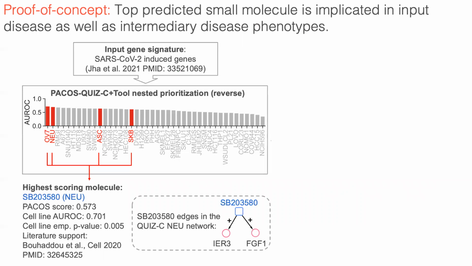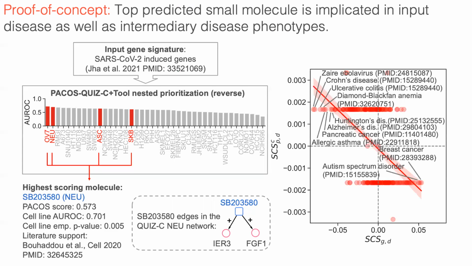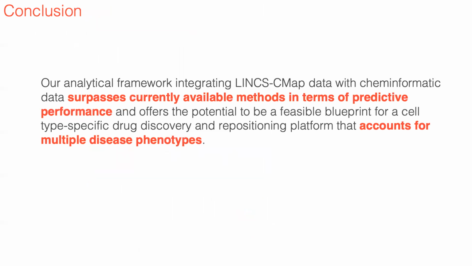It has 2 edges in the respective QuIZ-C network connecting to IER3 and FGF1, which are both implicated in MAP kinase signaling and are related to stress response, inflammation, and tumorigenesis. Looking at the PACOS intermediary disease phenotypes, we see a host of neoplastic, inflammatory, and neurological diseases for which the same compound has been studied, which may suggest potential common mechanisms of action.